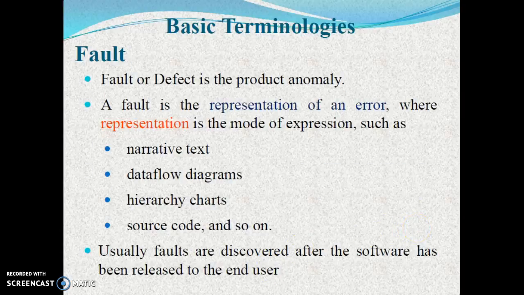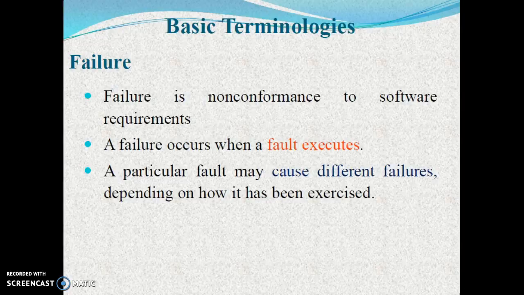Next, we have failure. Failure is a non-conformance to software requirements. That means software requirements are not completely fulfilled. A failure occurs when a fault executes. So if a fault is executed, then obviously a failure will occur. A particular fault may cause different failures. It may crash the system depending on how it has been exercised, as it depends on what type of fault we are going to execute in the system.